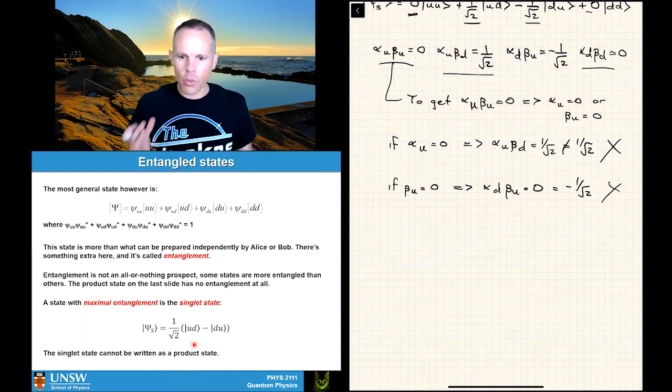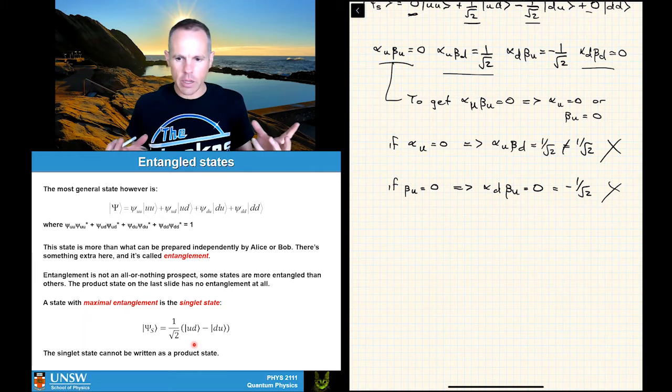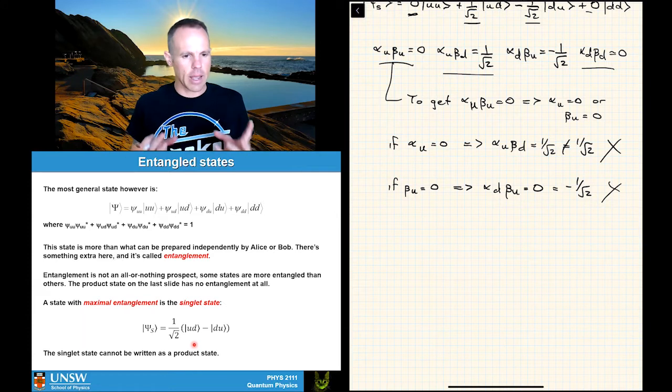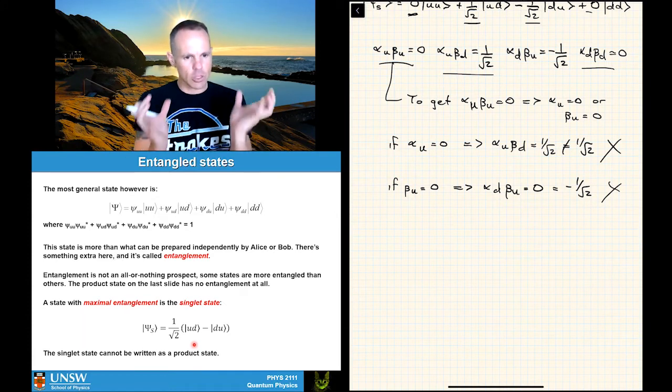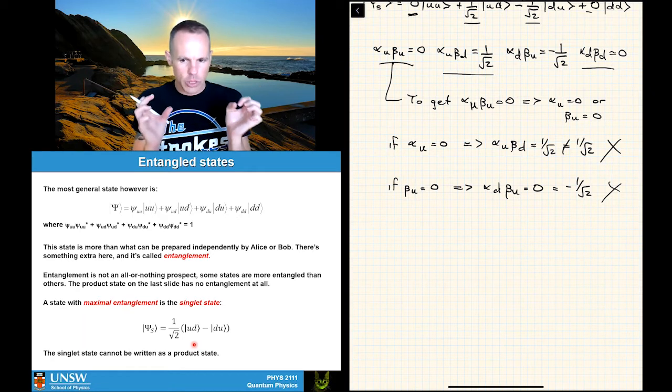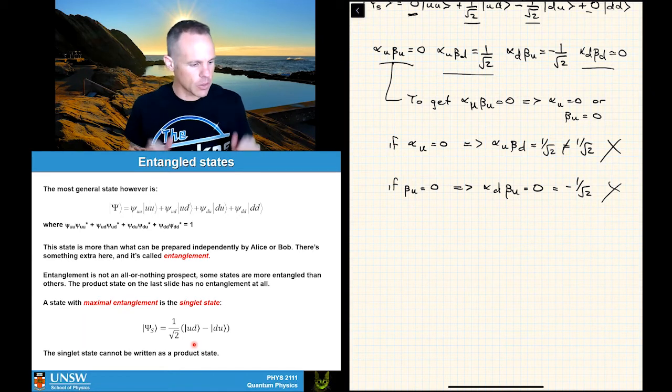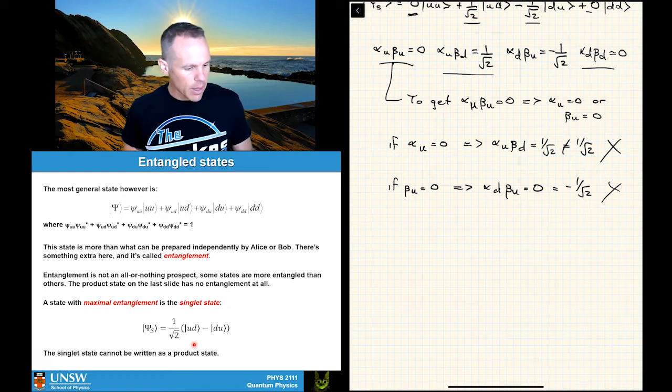So what we basically show here is that it's impossible to write the singlet state in a form that looks like the product state, which means it's impossible to write it in a form that's factorizable, which means that there must be correlations occurring in this thing.